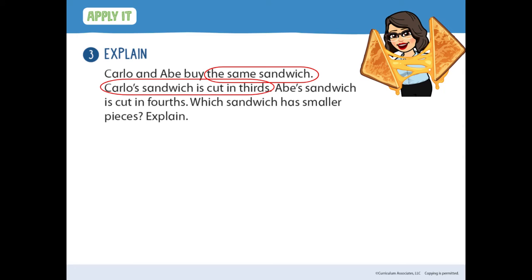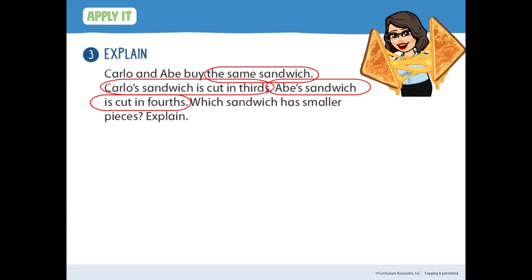So your brain should be thinking thirds, thirds, thirds. What's thirds? Abe's sandwich is cut into fourths. Okay, you should be thinking what's a fourth? Which sandwich has smaller pieces?